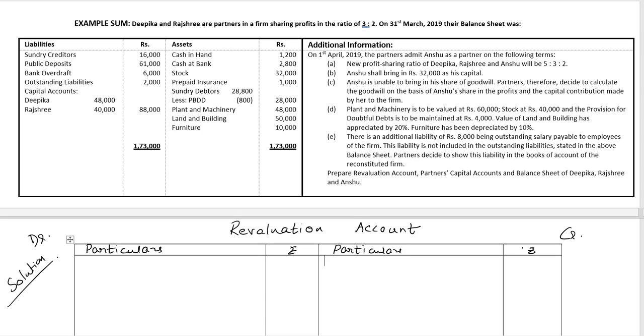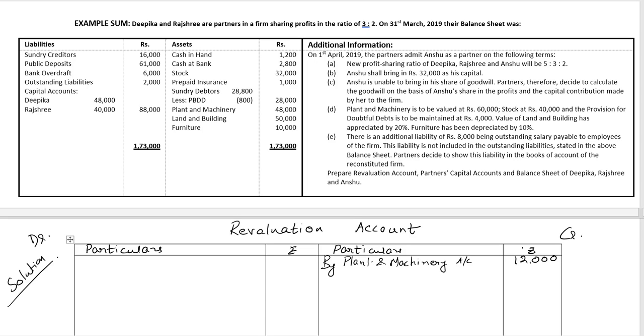It says the plant and machinery is to be valued at rupees 60,000. The book value is 48,000. There's an increase of 12,000 in plant and machinery. So it's by plant and machinery account, 12,000 rupees.